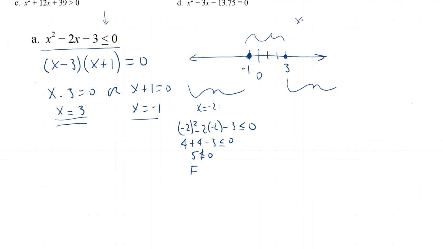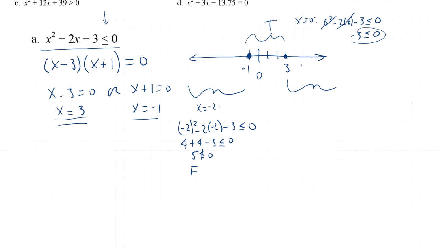Then I look for the value in between negative 1 and 3, and I'm going to pick 0. So when x is 0, I get what? 0 squared minus 2 times 0 minus 3 is less than or equal to 0. So this goes to 0, this goes to 0, so we get negative 3 is less than or equal to 0. And so this is a true statement. So it's true here, false here.